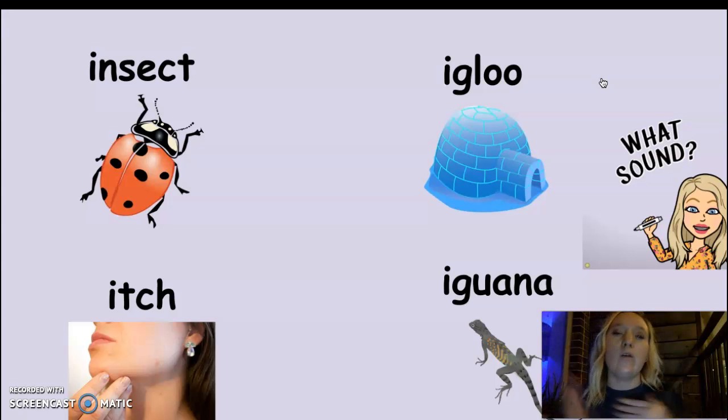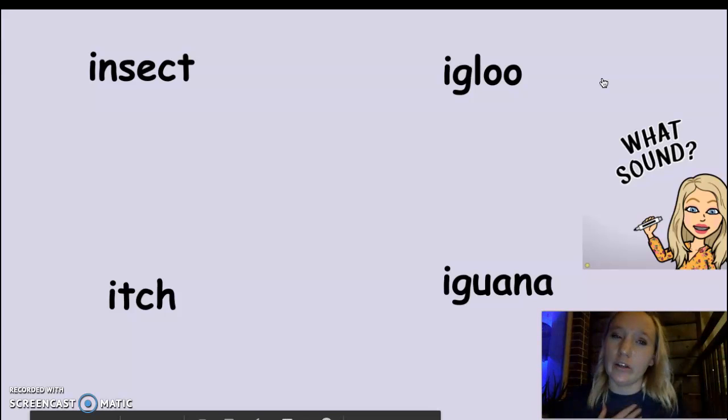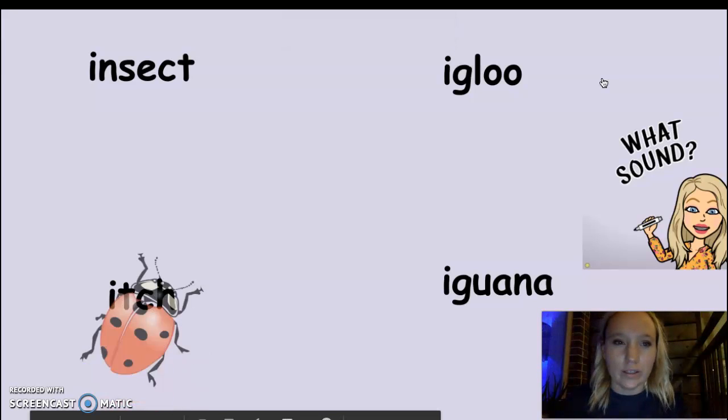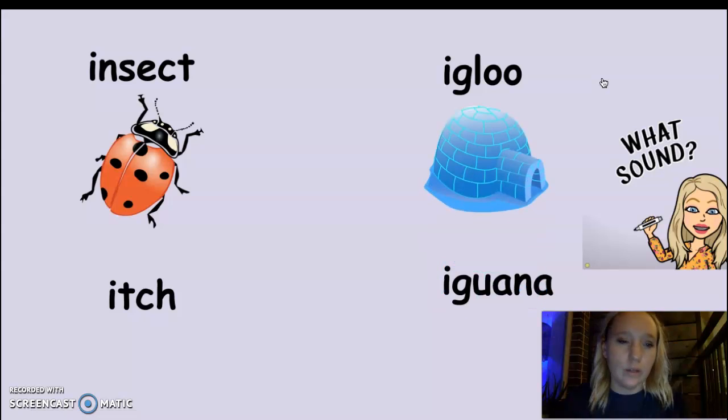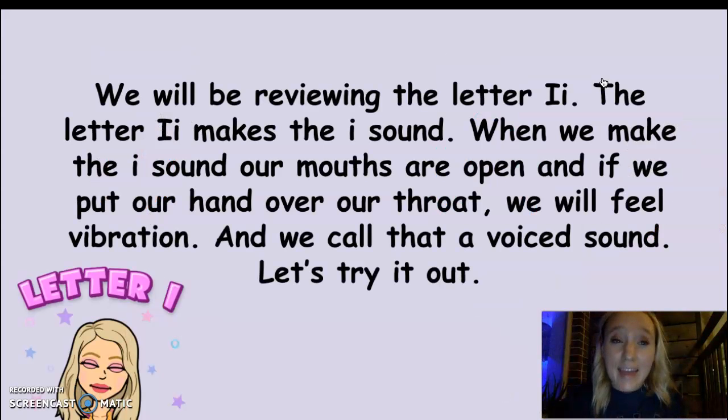Iguana. Now what is the sound that you hear that is the same in all of these four words? An insect. Igloo. Itch. Iguana. What sound did you hear that was the same in my words? Insect, igloo, itch, and iguana. That's right, the I sound.